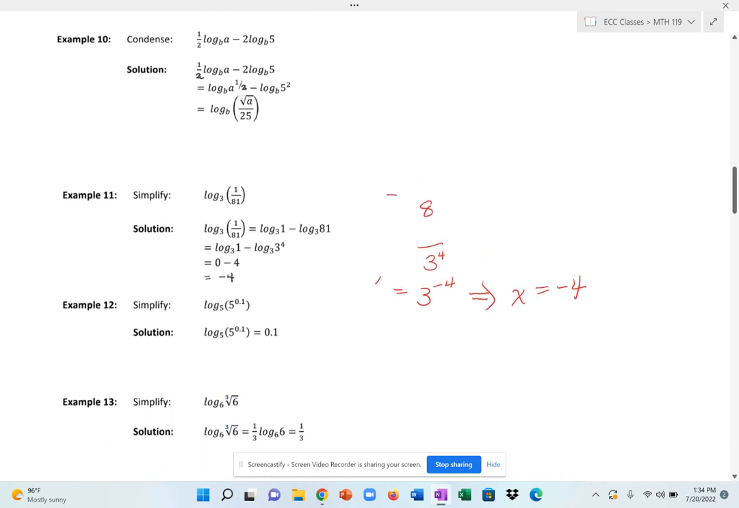Okay, then number 13 is really the same rule. I have log base 6 of the cube root of 6. So the cube root of 6 is the same as to the 1/3 power. So this can get rewritten as 1/3 log base 6 of 6. But again, this was one of the rules I mentioned, the second one. This is equal to 1. And so 1/3 times 1 gives me a final answer of 1/3.